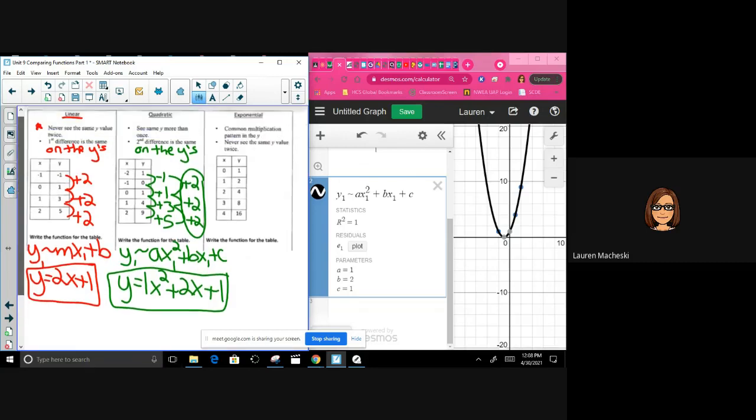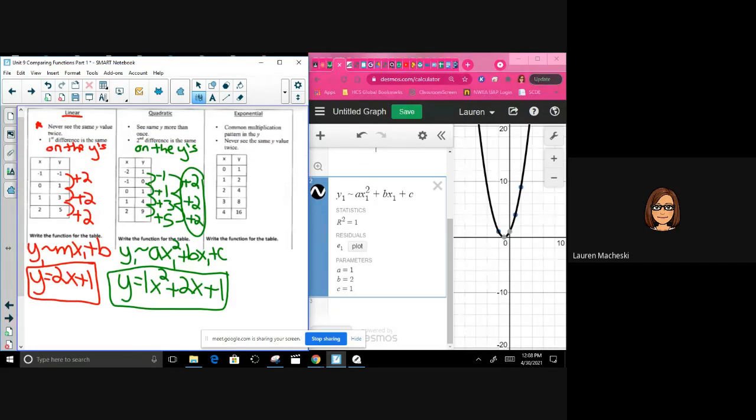All right, let's do the exponential one, and then we'll try some examples out. So exponential means there's going to be a common multiplication pattern in the y. Also, you will never see the same y value twice. So if I look at my y-axis, I don't see the same number. First of all, are your y's increasing or decreasing? Increasing. That means whatever you're multiplying by has to be bigger than 1. If it was decreasing, it has to be less than 1.